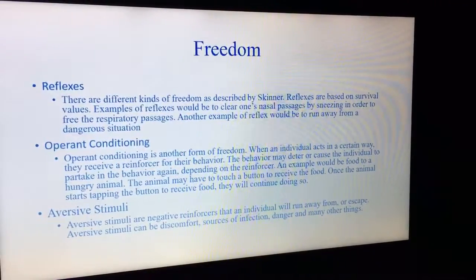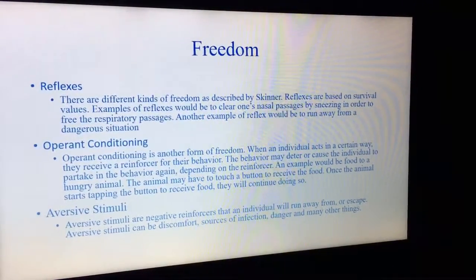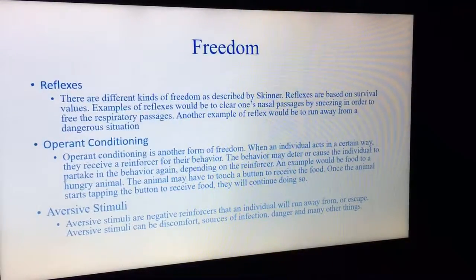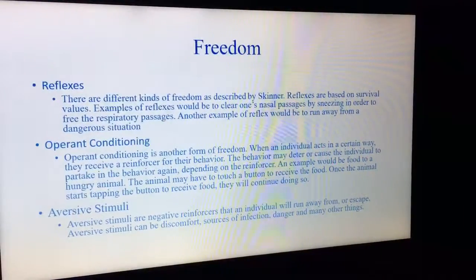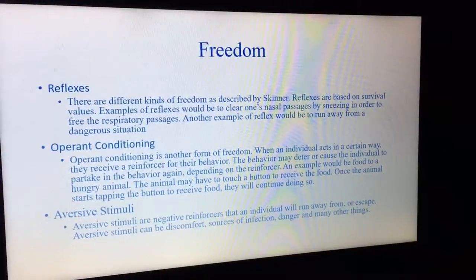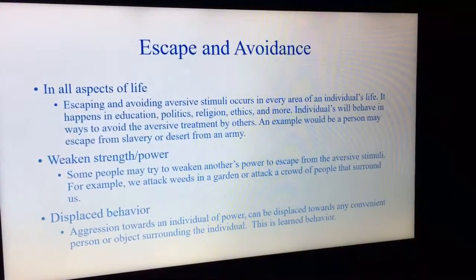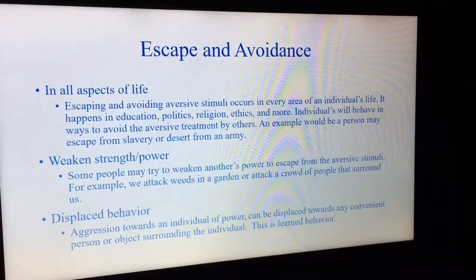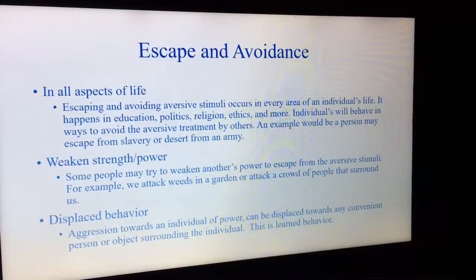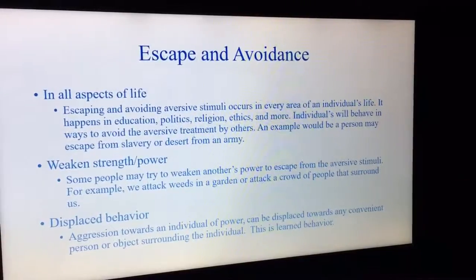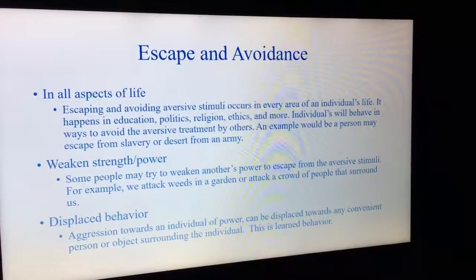Aversive stimuli is another form. It is a negative reinforcer that an individual will run away from or escape. Aversive stimuli can be discomfort, sources of infection, danger, and many other things. Escaping and avoiding aversive stimuli occurs in every area of an individual's life. It happens in education, politics, religion, ethics, and more.